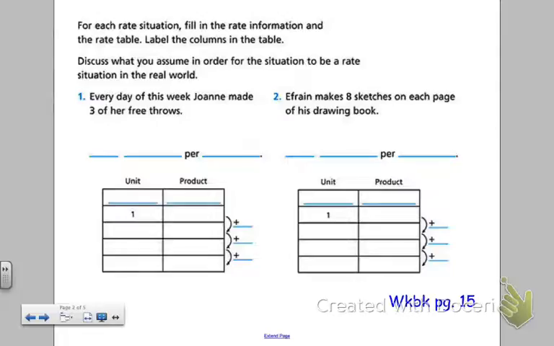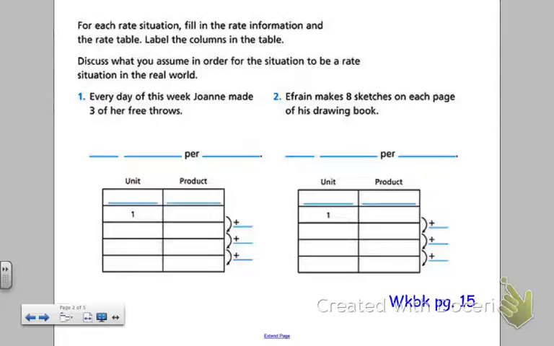Now, all 4 of them are telling you they are rate situations, so you don't have to determine whether they are or aren't. And in each one, you're going to go through and identify what the unit rate is, and then we're going to fill in the table, just like we had done in the past. So let's look at number 1.